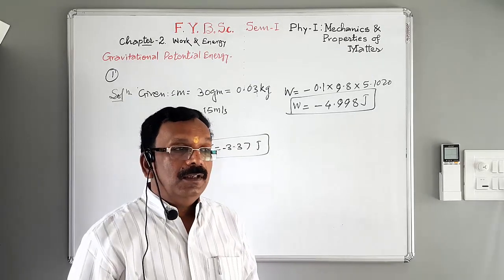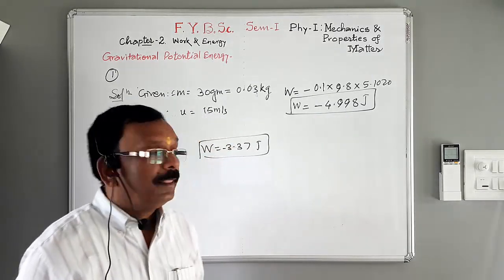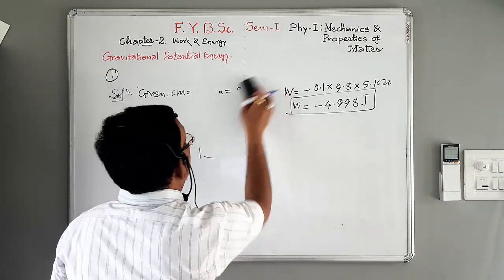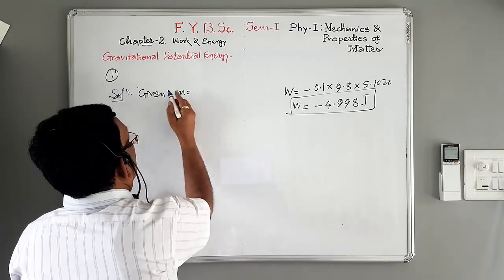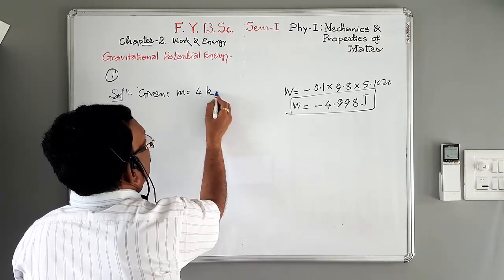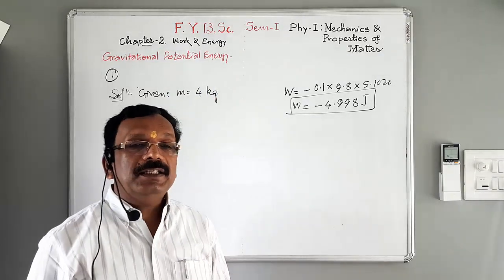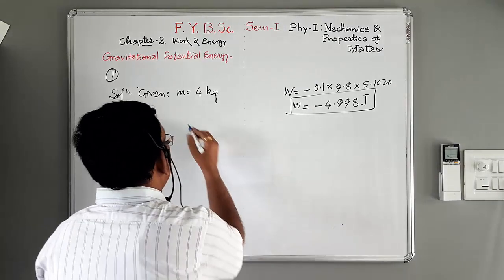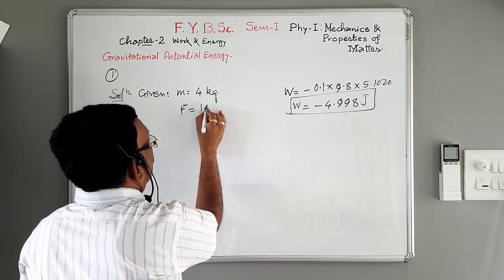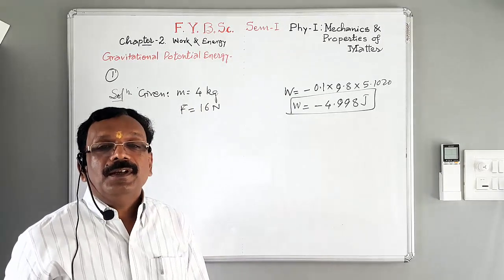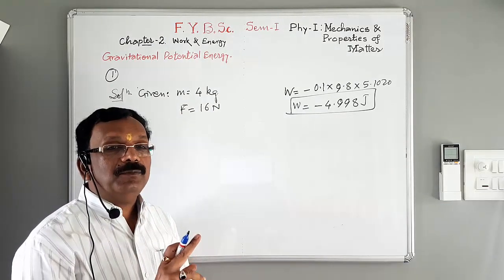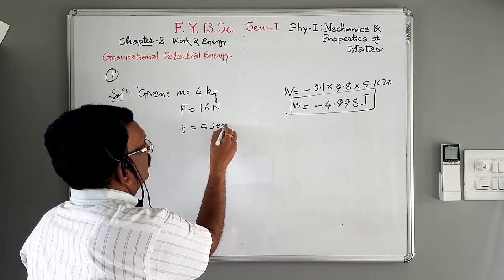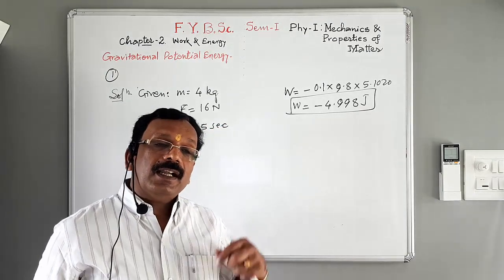Okay. Now the third problem. Again in the third problem we have a body of mass 4 kg. This body is initially at rest and is subjected to a force of 16 Newton. What is the kinetic energy acquired by the body at the end of 5 seconds? Understand the problem.